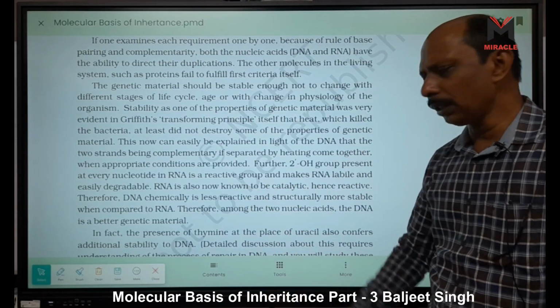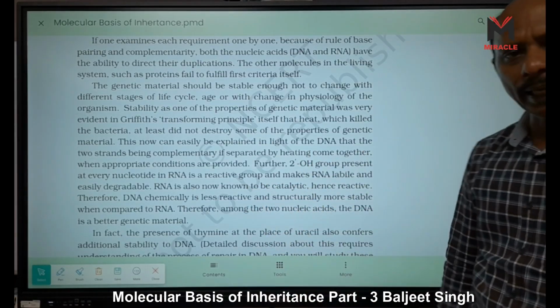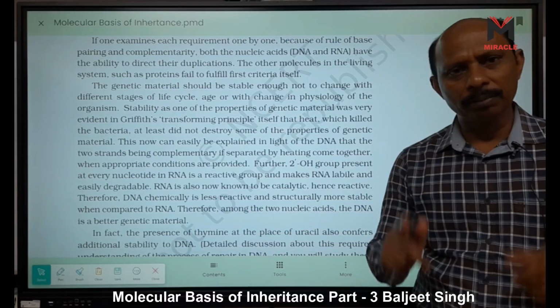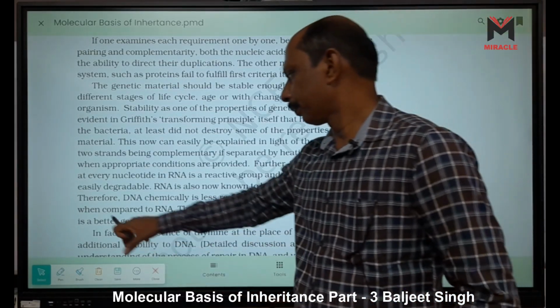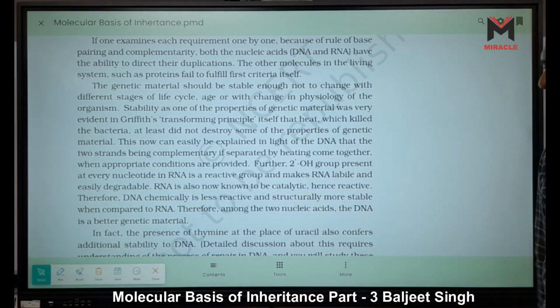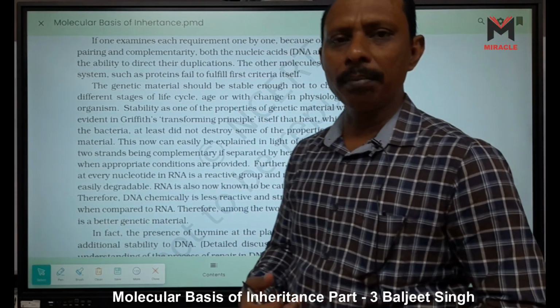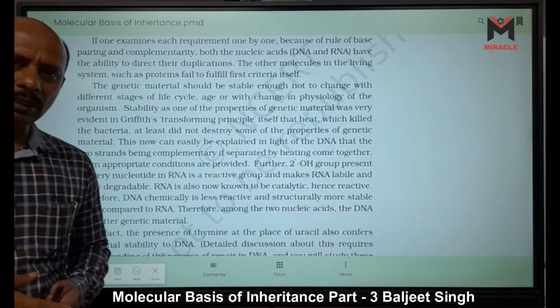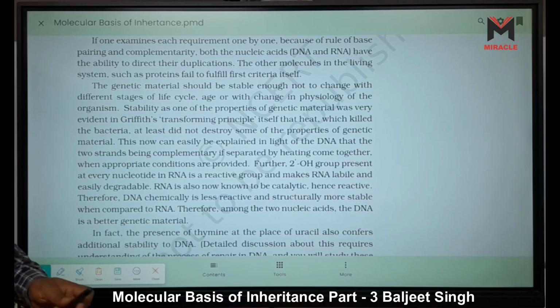Chemically less reactive means what? Because the second carbon contains only an H group. Structurally more stable means what? It contains a double helical structure when compared to RNA. Therefore, among the two nucleic acids, DNA is the better genetic material. When we consider stability, we understand that DNA is more stable, so it is the better one.